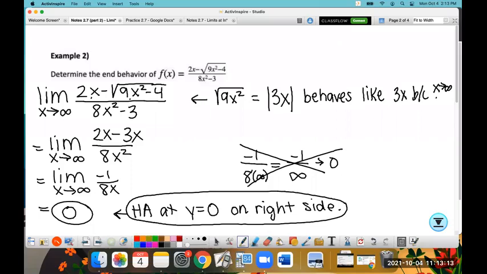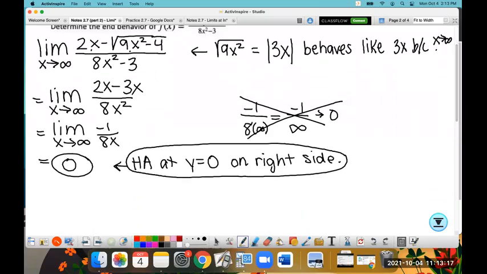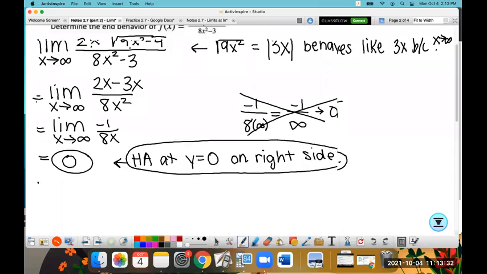If you have not already, I'm going to give you guys an extra minute or two to go ahead and do the limit as x approaches negative infinity. And we already know that the radical 9x squared behaves like the absolute value of 3x. So you just have to decide if it continues to act like 3x or if it acts like negative 3x.